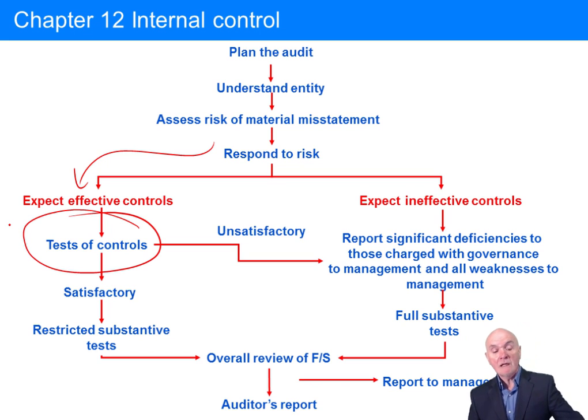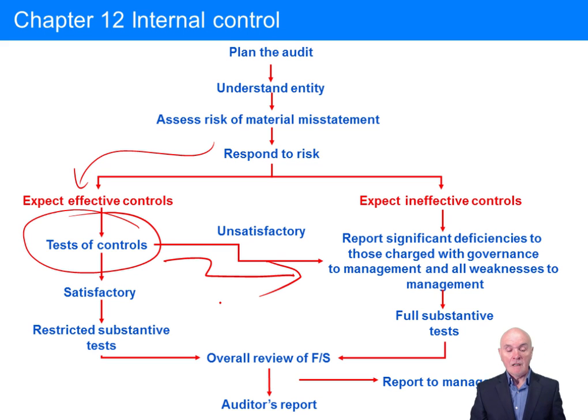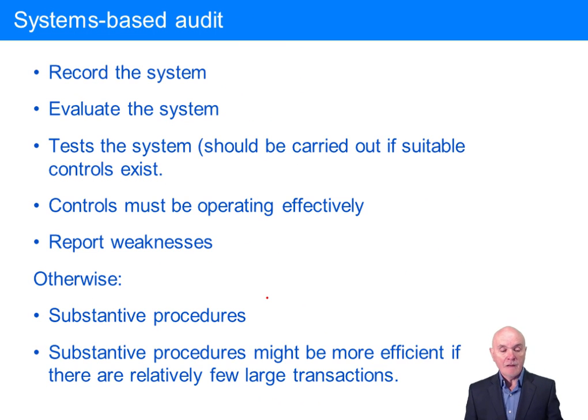If, however, we discover that the controls are either not designed well or are not operating very well, then we're going to be changing our approach, moving away from relying on internal controls, moving across to putting reliance on anything we can do, which is substantive testing, which is doing an awful lot of testing ourselves. What are the steps basically in the systems-based audit?